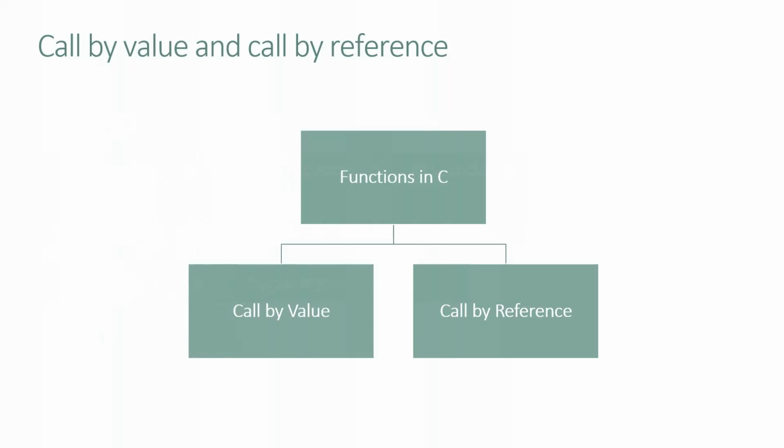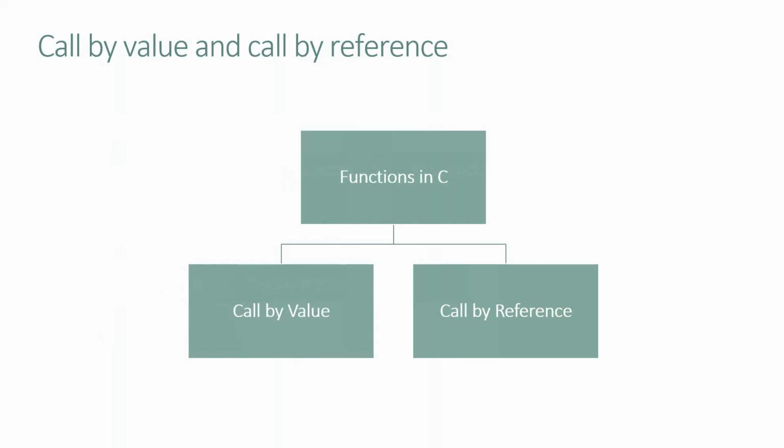Alright, let's dive into how functions in C programming handle the info you give them. There are two main styles, call by value and call by reference. Think of it like two different ways of sharing your stuff with the function. First up, call by value.